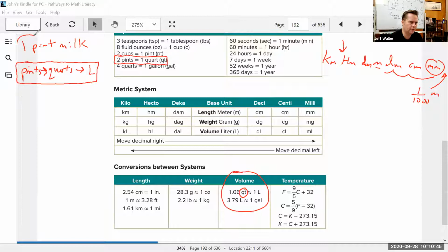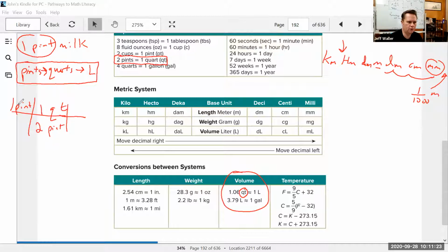So we have 1 pint, right? And I want to go from pints to quarts first. So where would I put pints? On the bottom. Yes. What number goes where here? 2 pints is 1 quart.